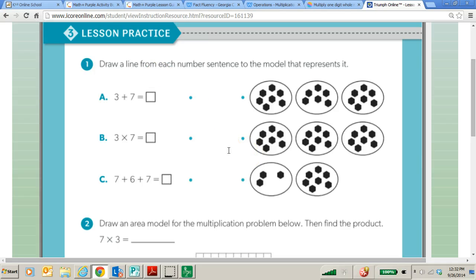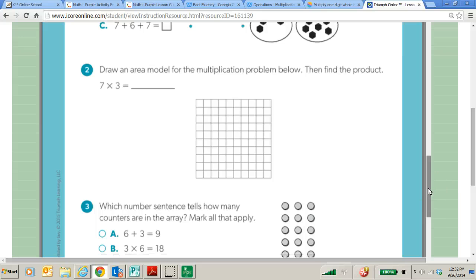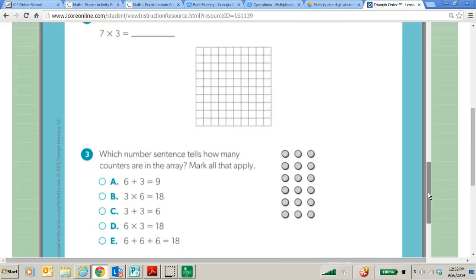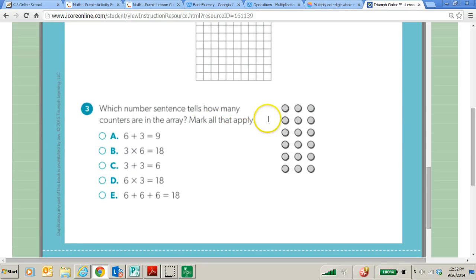This could be an example of an open-ended response. So we have 3 plus 7, and what's the difference between 3 plus 7 and 3 times 7? So the students can draw lines. They also may be asked to draw an area model. So right here we're given a grid, but we need 7 rows with 3 in each row. So students could color that in, so you could print this off and color it, or you could have your child work this out in their journal. This is something that we definitely want them to practice.